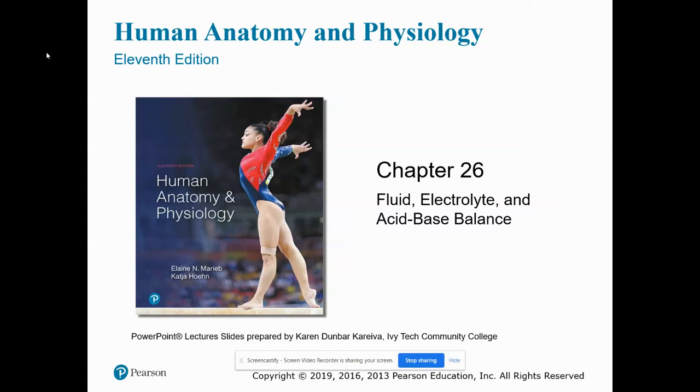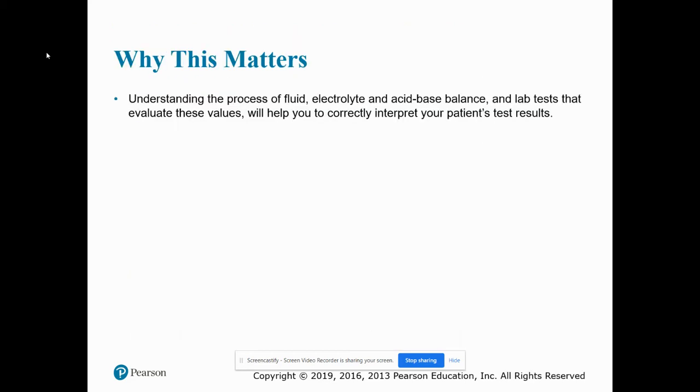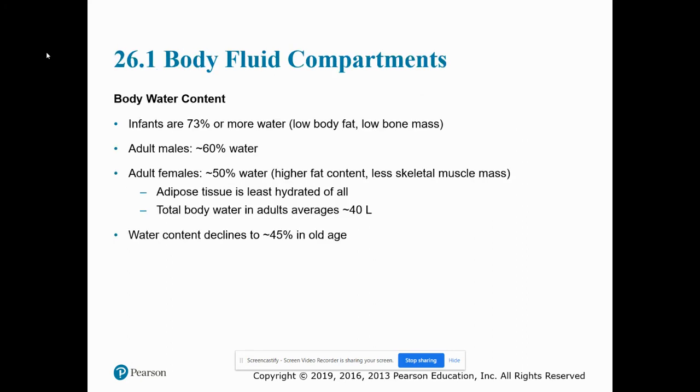This is on chapter 26, and chapter 26 is on fluid, electrolyte, and acid-base balance. So this matters because understanding the process of fluid, electrolyte, and acid-base balance, as well as the lab tests that evaluate those values, will help you correctly interpret your patient's test results. So we're going to move into talking about body fluid compartments, and that's pretty much what this whole talk is going to be on. And we start off by talking about body water content.